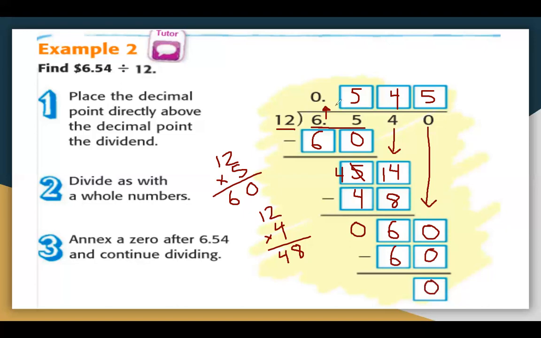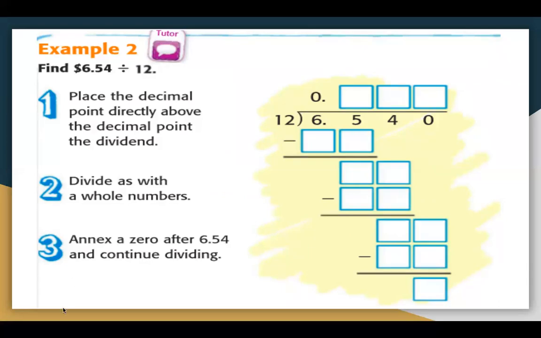There's nothing else to bring down, so my answer ends up being, my decimal's in the right place there, 545 thousandths. Okay, so there's our second example.